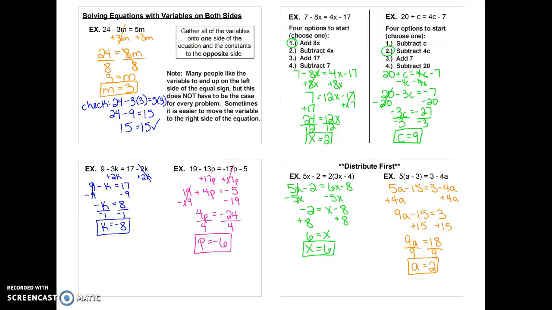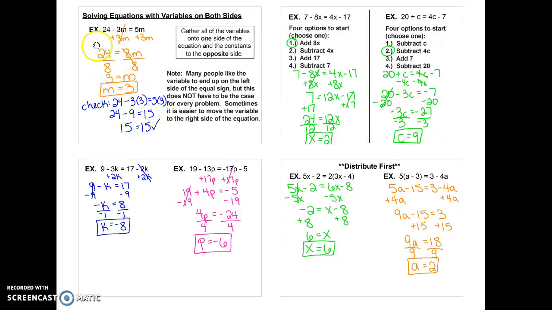Now, a note, many people like the variable to end up on the left side of the equal sign. Okay, but that does not have to be the case for every problem. Sometimes it's going to be easier to move that variable to the right side of the equation instead. You simply need to choose your preference. If you are going to make it move to the left side every time, that's fine, but you don't have to. Sometimes it will be easier for you if you just move it to the right-hand side instead.